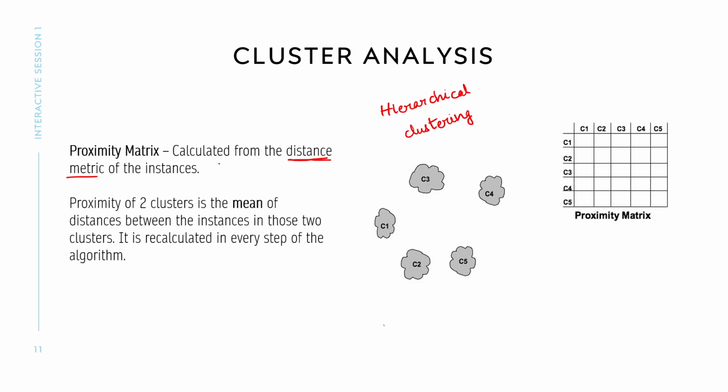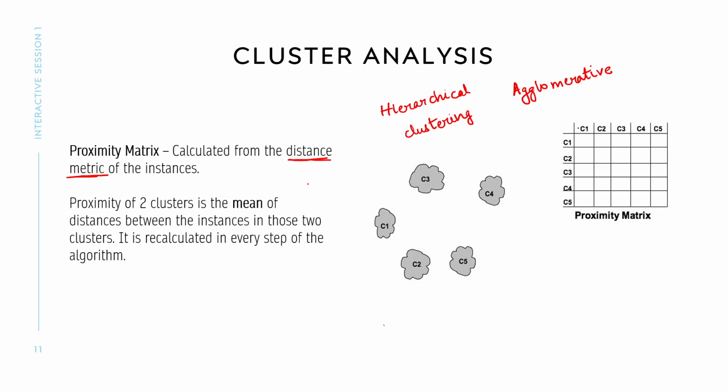It is calculated from the distance metric. We will have some particular distance metric for our problem. For now we will just consider Euclidean distance, which is the distance from one point to another, just like using Pythagoras theorem. Now, how you create the initial proximity matrix: in hierarchical clustering, for the agglomerative case, we start with a bottom-up approach. We start with only our points.